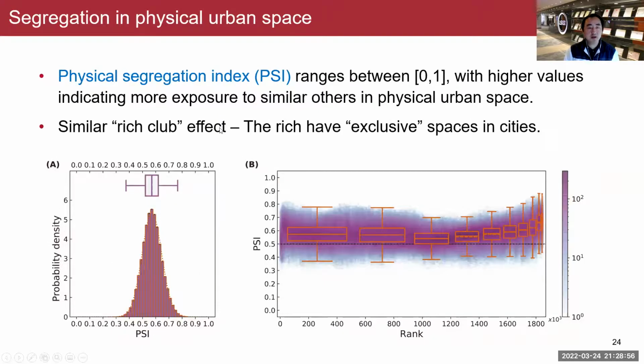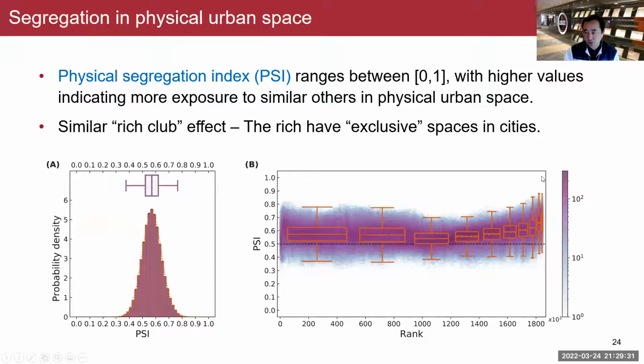At the same time, we try to come up with a physical segregation index for each person. This is about how they share the physical urban space. Similarly, if a person receives an index close to 1, that means most of the time he tends to share urban space with similar other people, with others with similar social characteristics. So we could derive this distribution that shows the PSI for each individual person. You see, it is still higher than the baseline value, 0.5.